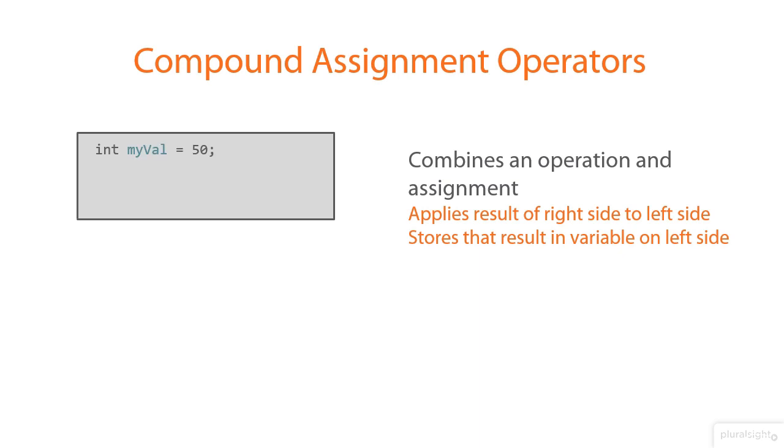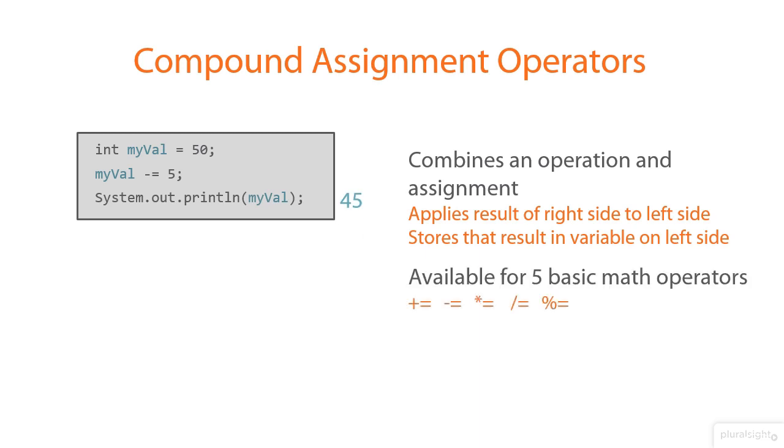If I have myval and I set it equal to 50, and I say myval minus equals 5, so the right-hand side value is 5, the left-hand side value is currently 50. It applies the operation, which is the minus sign, so it subtracts 5 from 50, and then stores that value back into myval. So if I print out myval, it has 45. And they're available for all 5 basic math operations. In my experience, I use the minus equals and the plus equals far and away the most, but you do find occasions to use the other ones as well.